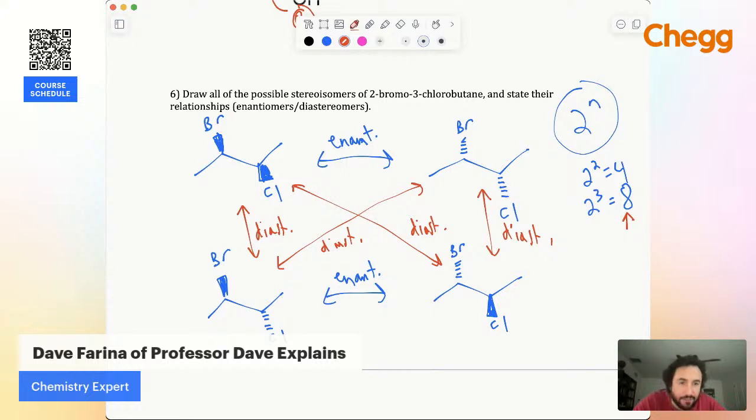Cat Sperm says, wait, if both are on the wedge or both are on the dash, aren't they the same? It would be if they were the same group, but they are not the same group. It's a bromine and a chlorine. If they were 2 bromines, then yes, it would be the same molecule.